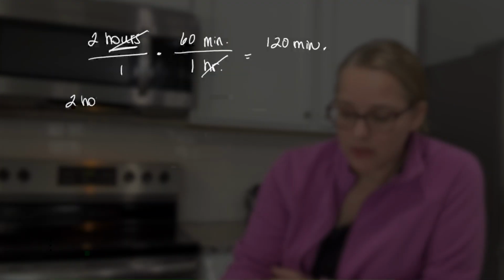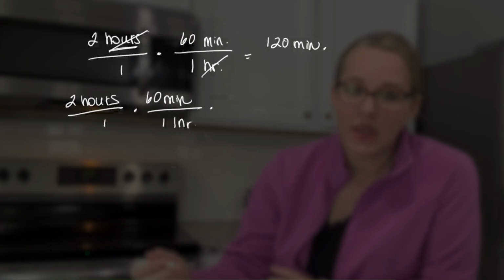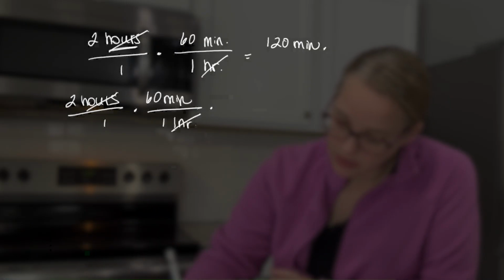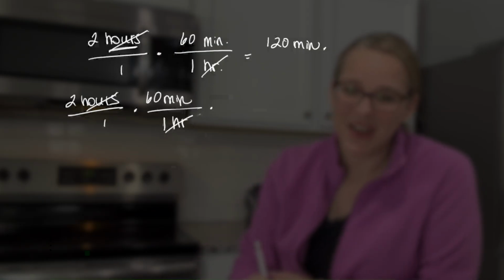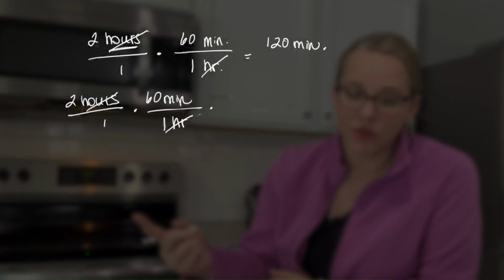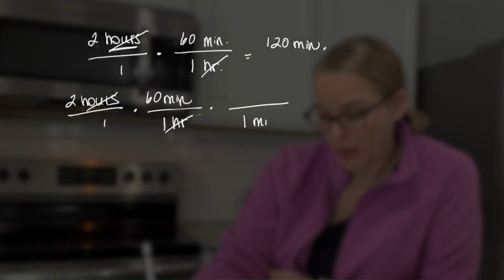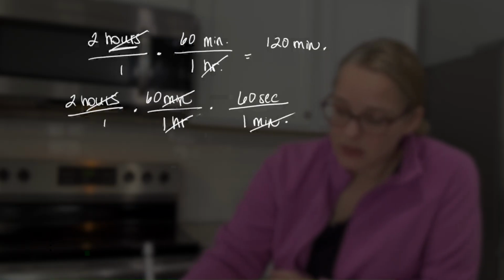So 2 hours over 1 times our 60 minutes over 1 hour. And then I can do my next conversion factor just in a row. So now I've crossed out hours, and then I cross out my hours and I put my next conversion factor from minutes to seconds. So I want minutes to cross out. So I say 1 minute so that those can cross out, and 60 seconds.